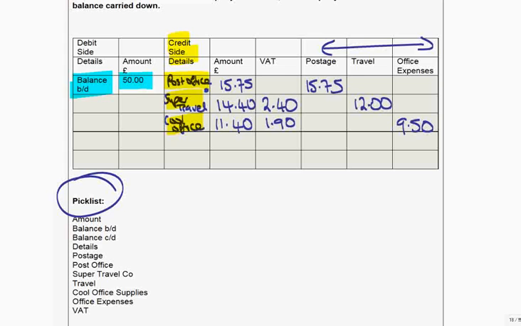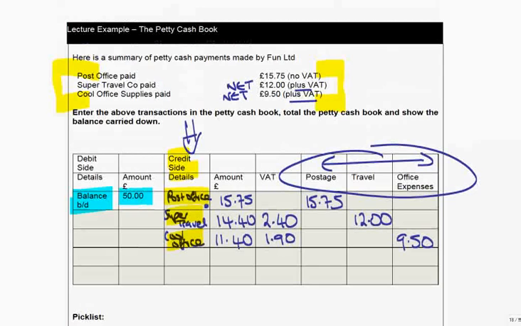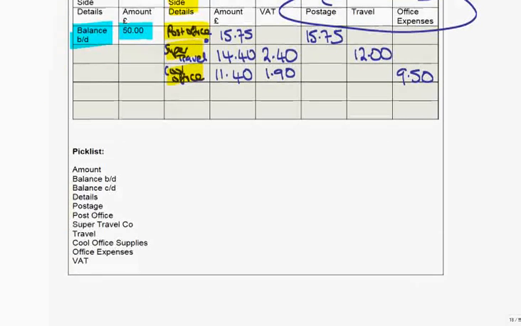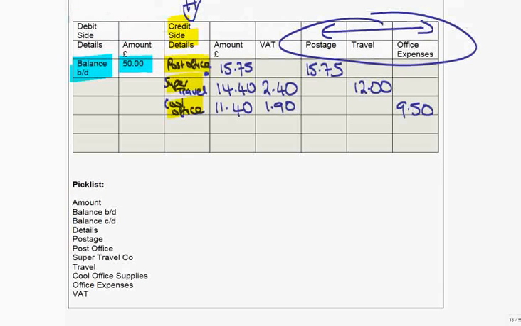Now just watch out, because they will include things like the titles. So we see here postage, travel and office expense, the titles of the petty cash book up here, the titles of that sub-analysis. When you're picking the items that are on the credit side, you need to make sure that you pick the name of the company where you spent the money. So this information up here. So just be careful, because the pick list will contain lots of different options and you need to be careful to ensure that you choose the right one.